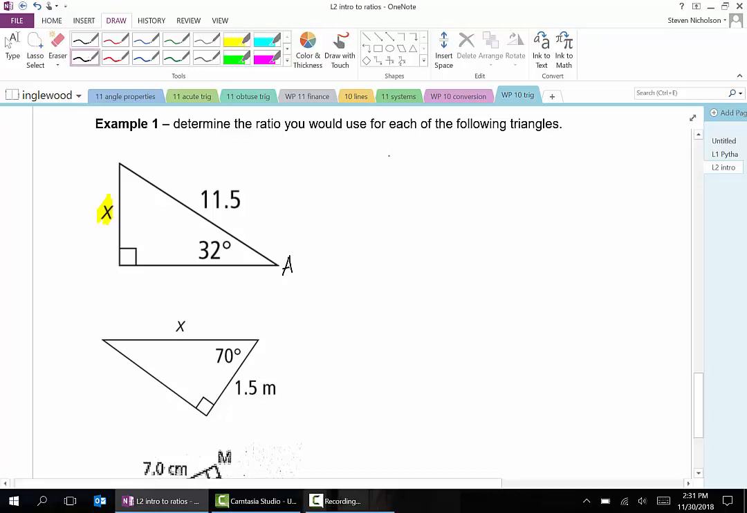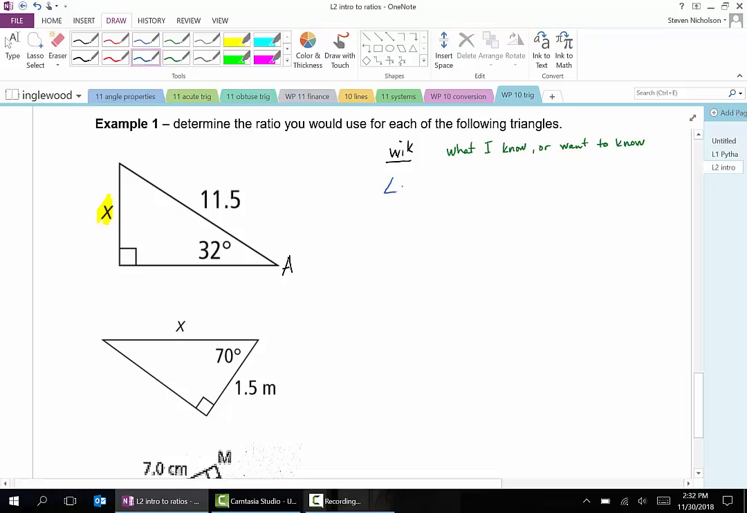So here's a little thing I'd like you to do, and here's a little thing that's really good. WIK. And here's what WIK means. What I know or want to know. And if you simply write down what you know or want to know, it's going to point out the ratio for you. So what do I know or want to know?